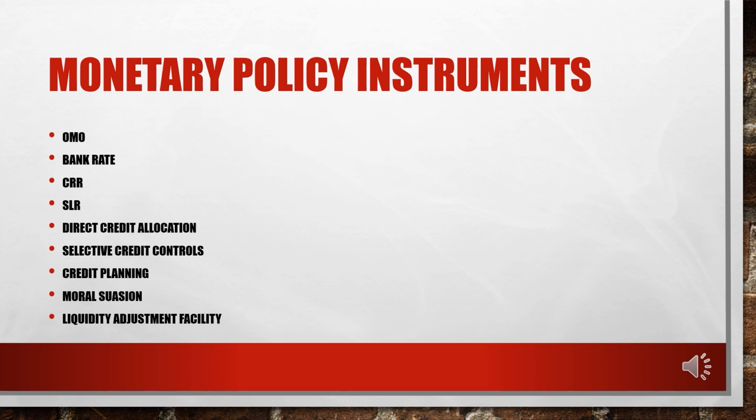The open market operation is nothing but buying and selling of government securities to inject liquidity, or to absorb the liquidity from the market. So this is one of the instruments which is used by RBI to change the money supply in the economy.